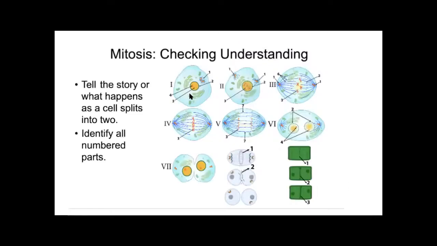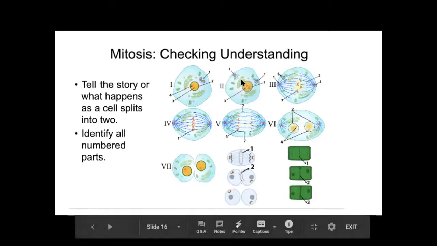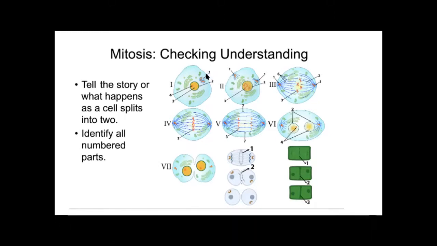And then this is a checkpoint for checking understanding. With mitosis, it's being able to tell the story of what's happening to these two cells in their process of splitting, and identifying all the numbered parts. So number one, these are going to be the centrioles. Those are responsible for creating the spindle fibers when they migrate to the poles and start to appear. Right here, you have a nuclear envelope. You can't see the DNA. It hasn't actually split yet.